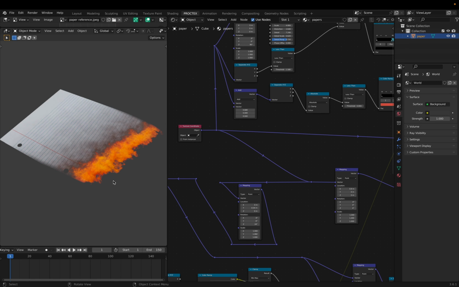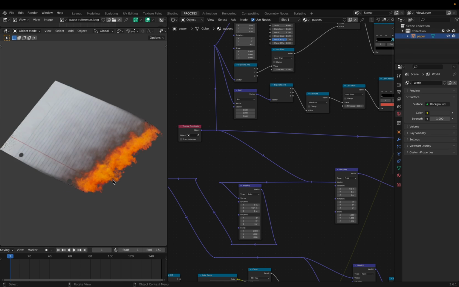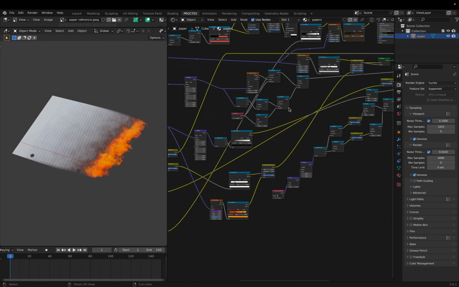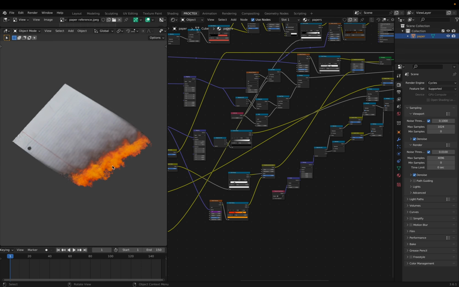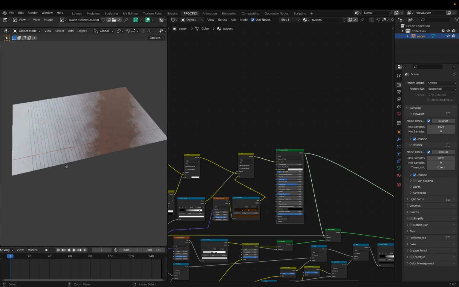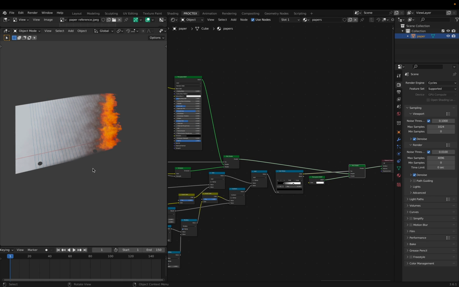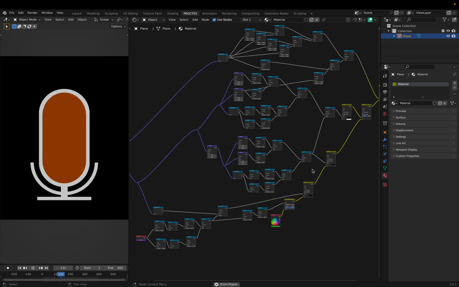This piece of paper and its fire was made using only math operations. It runs in Cycles and Eevee, and it is fully procedural. There are zero image textures used. The paper itself is just a procedural shader. Even the holes are a Voronoi texture. I've also made a microphone animation using only math nodes.